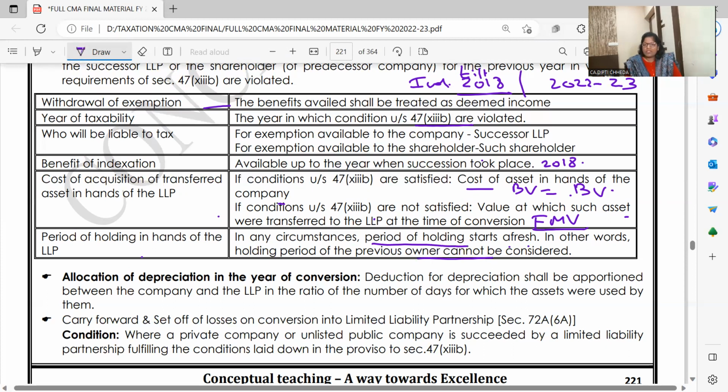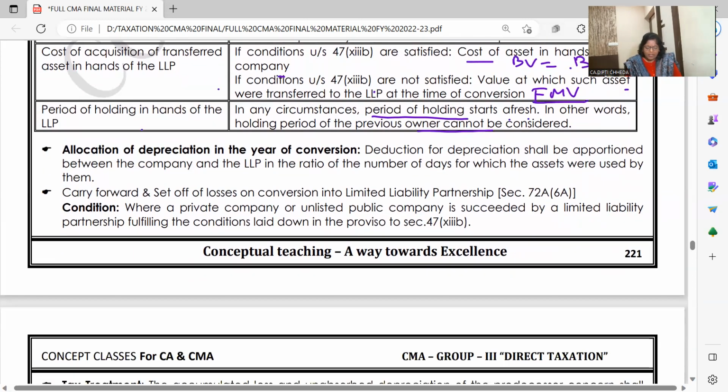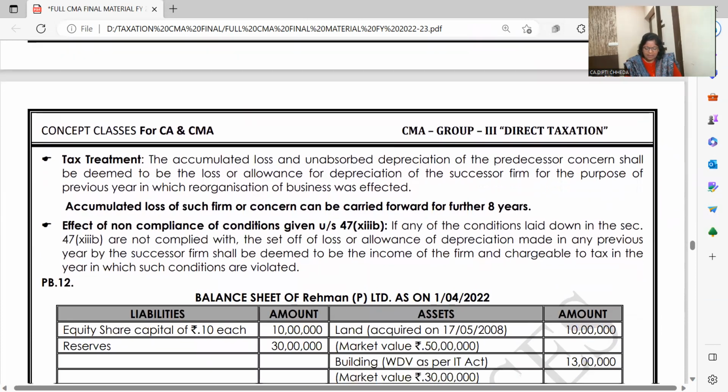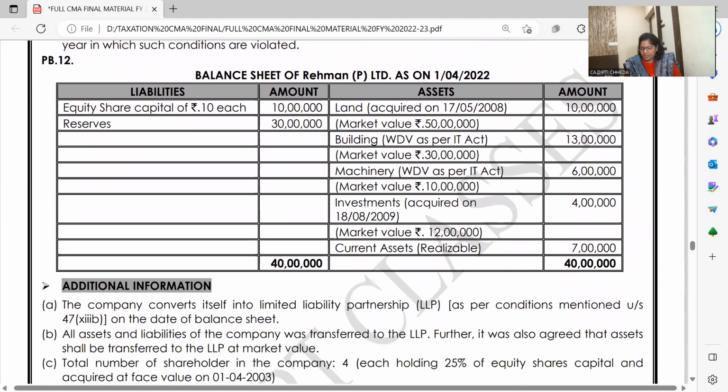So I told you losses and all you can carry forward afresh. Okay? Allocation of depreciation is the same. 8 years you can carry forward the losses. So shall I start with this problem? I taught you all this in detail in the last class.